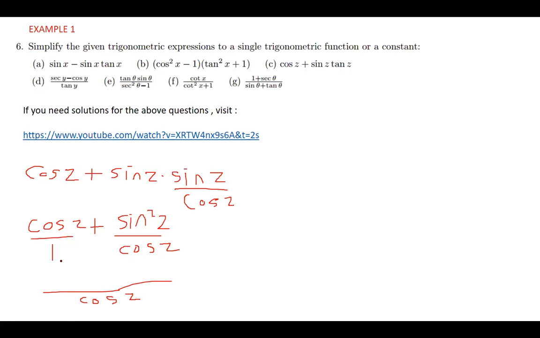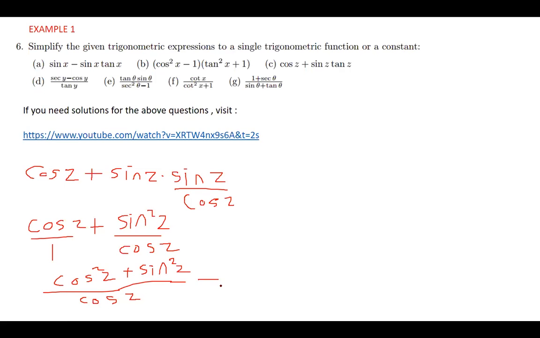And then 1 into cos is cos. Cos times cos, you get your cos squared z. And then plus cos z into cos z is 1. 1 times sine, you get your sine squared z like that.